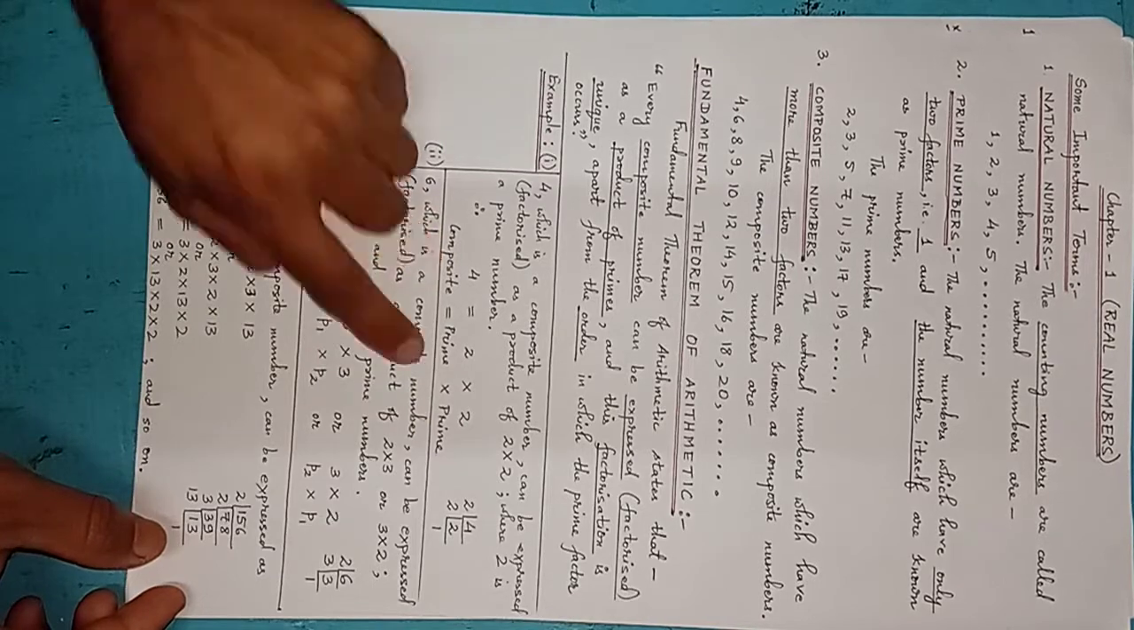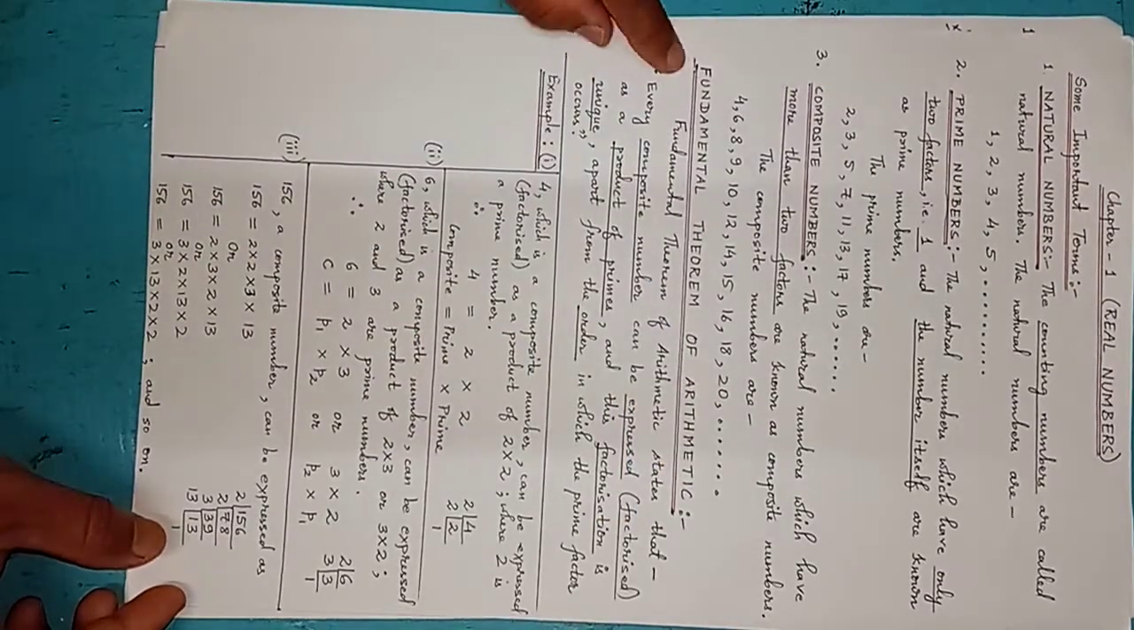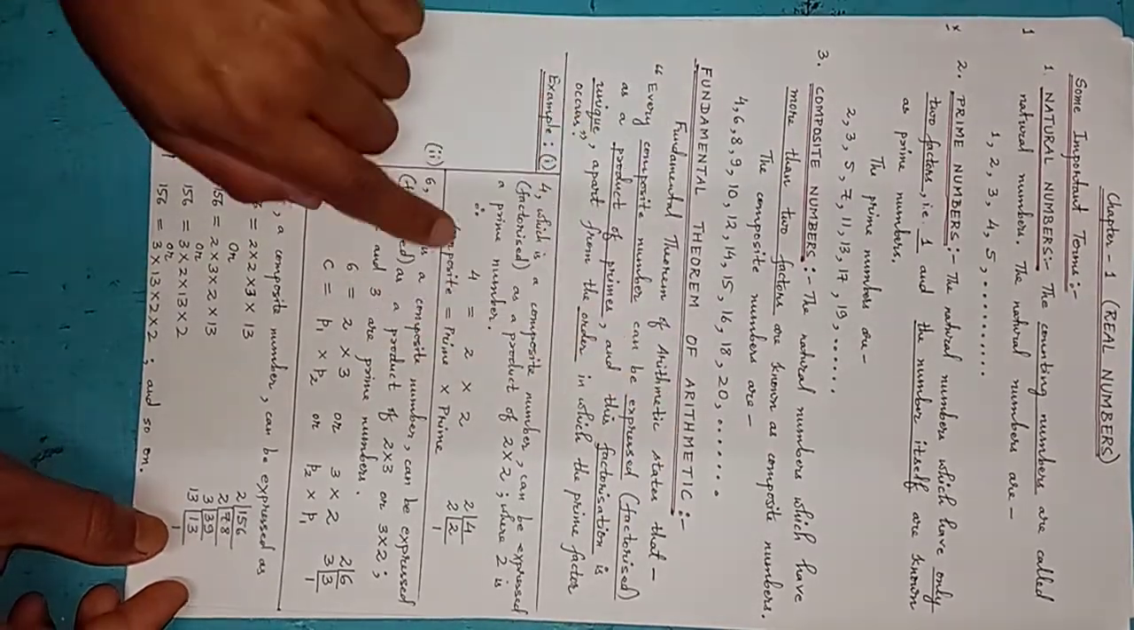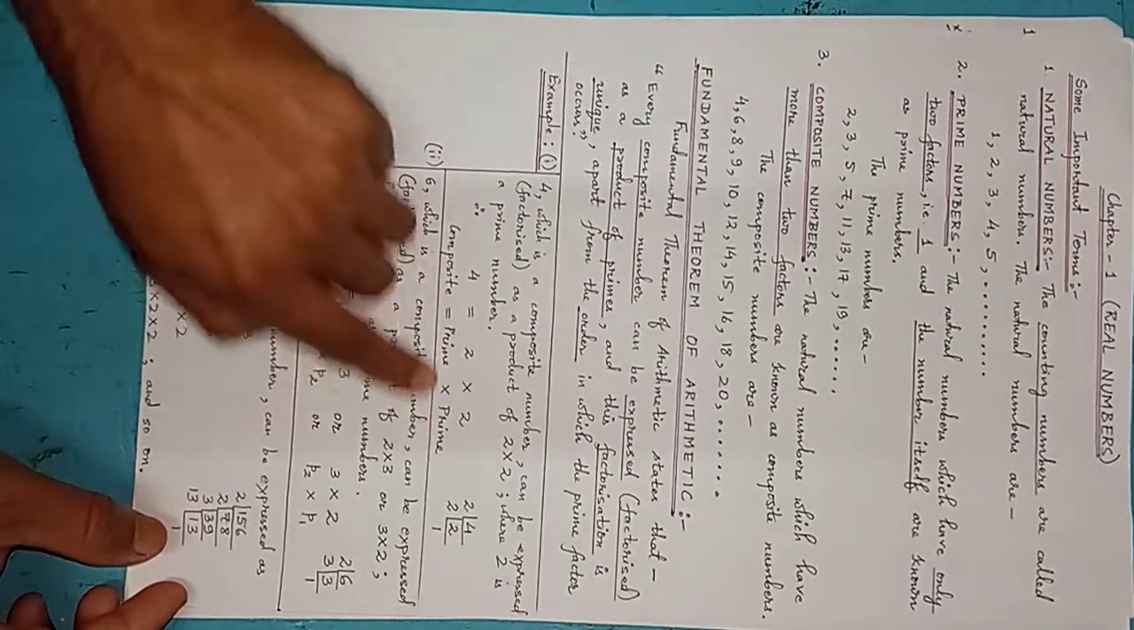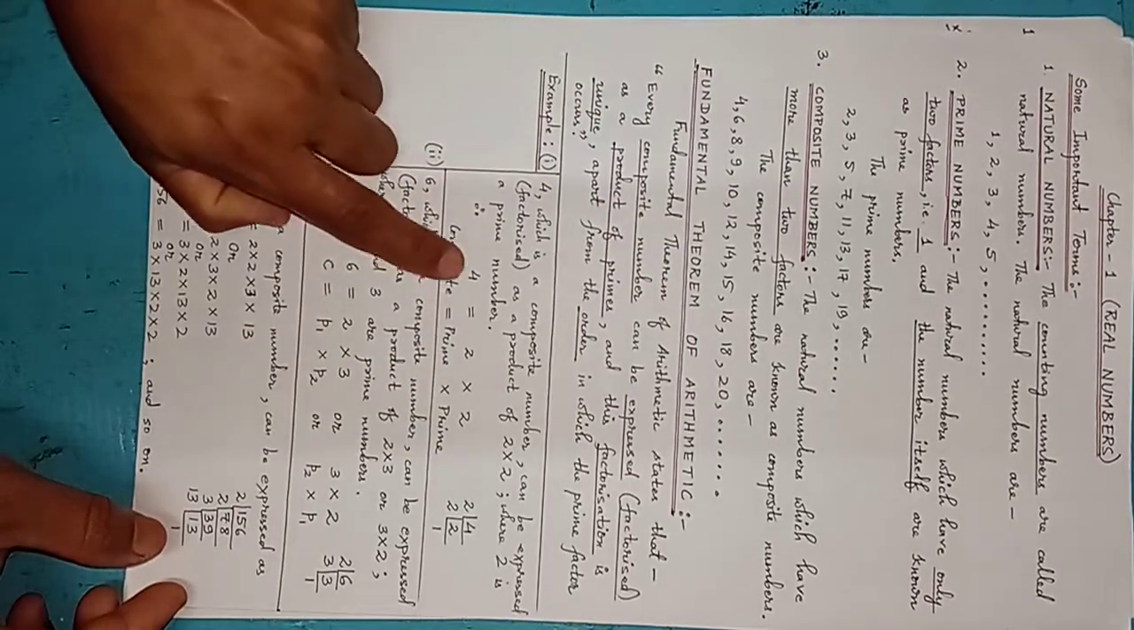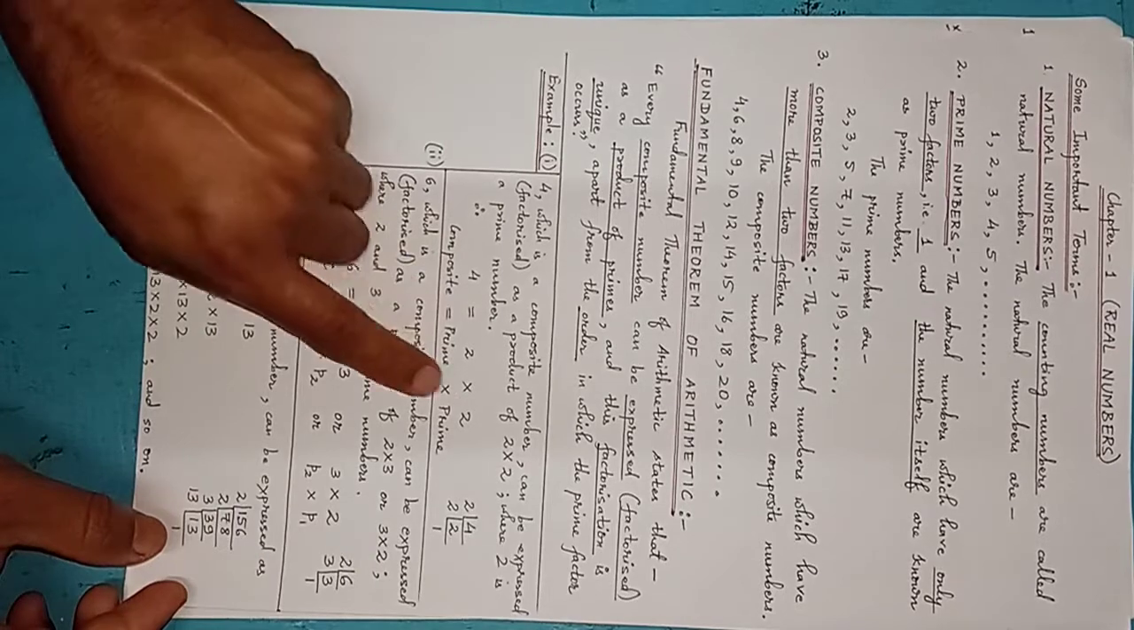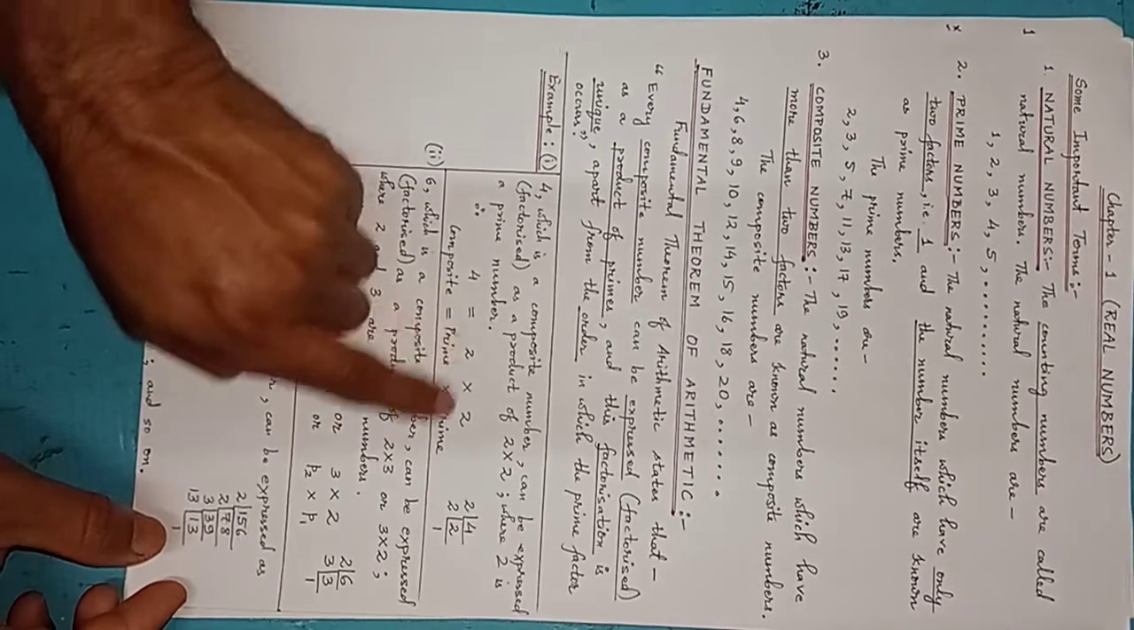That means we have proved that the fundamental theorem of arithmetic is applicable here. That means every composite number can be expressed as the product of prime numbers. See, this 2 is a prime number.